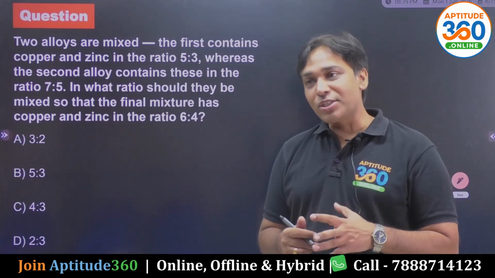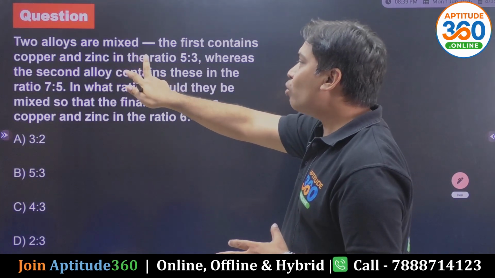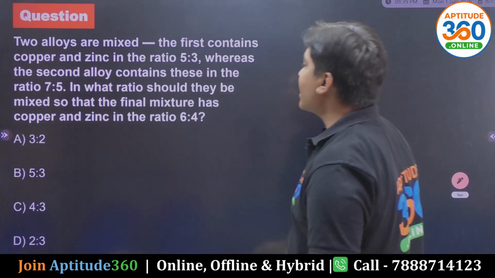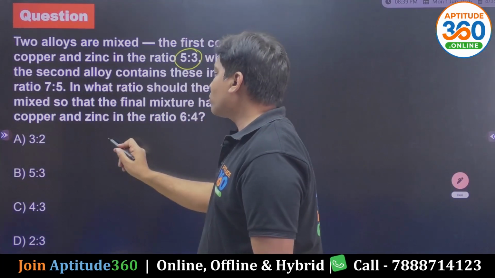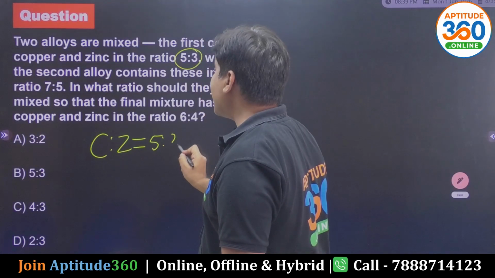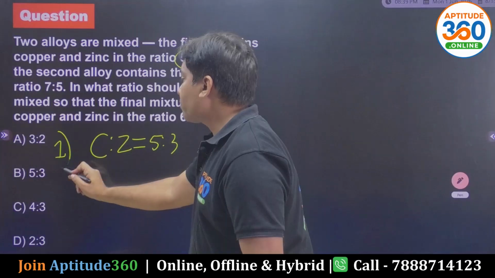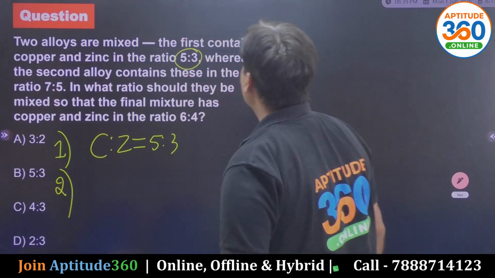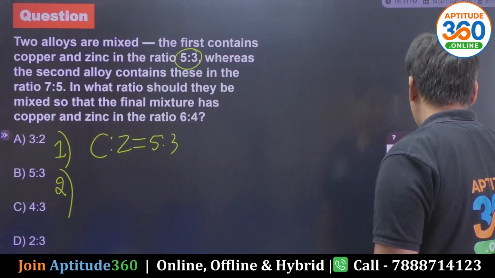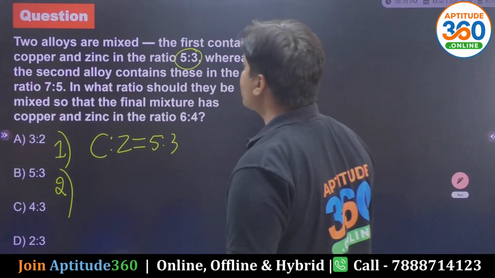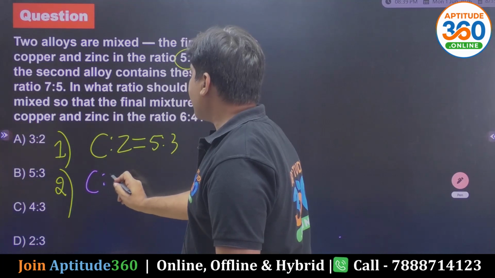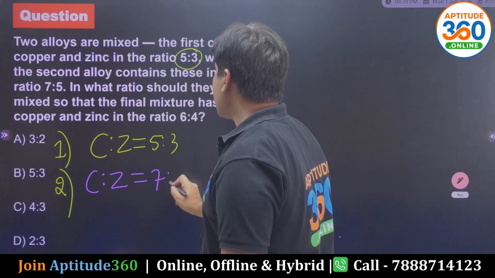Let us solve this question. This one says that two alloys are mixed. The first contains copper and zinc in the ratio of 5:3. So you have got two things, copper and zinc, in the ratio of 5:3 in the very first one. What is going to happen in the second one? In the second one, the problem says that they are in the ratio of 7:5. In the second alloy, copper and zinc are in 7:5 ratio.